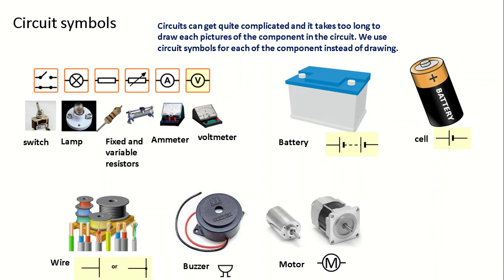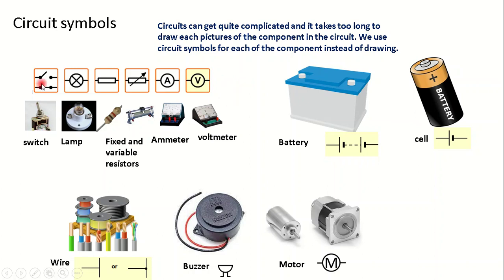Circuit symbols. Circuits could be quite complicated and can take too long to draw, especially if you're asked to draw a circuit with all the components, like a switch, a lamp, a fixed resistor, and all of that. It could be very complicated. For this reason, we use circuit symbols to represent the actual components.